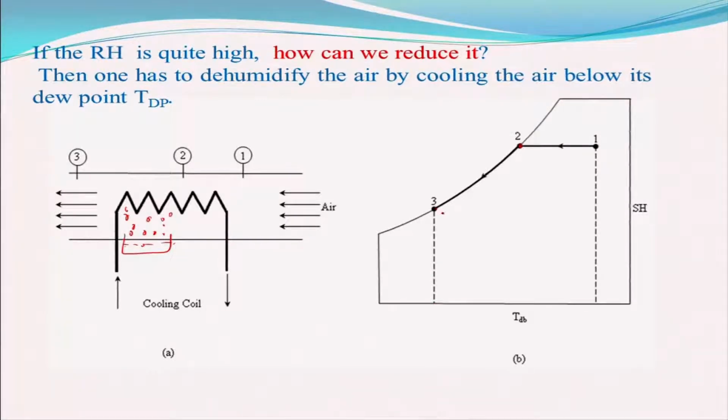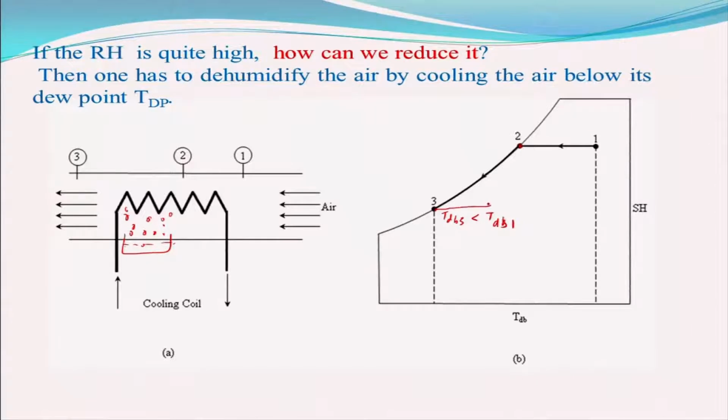At this point, dB3 is very much less than dB1. However, the relative humidity is 100%, so you have not solved the problem. If I want a lower relative humidity which is comfortable, what will I have to do? I will have to heat it again. If I heat it, then what will happen? It will go this way.